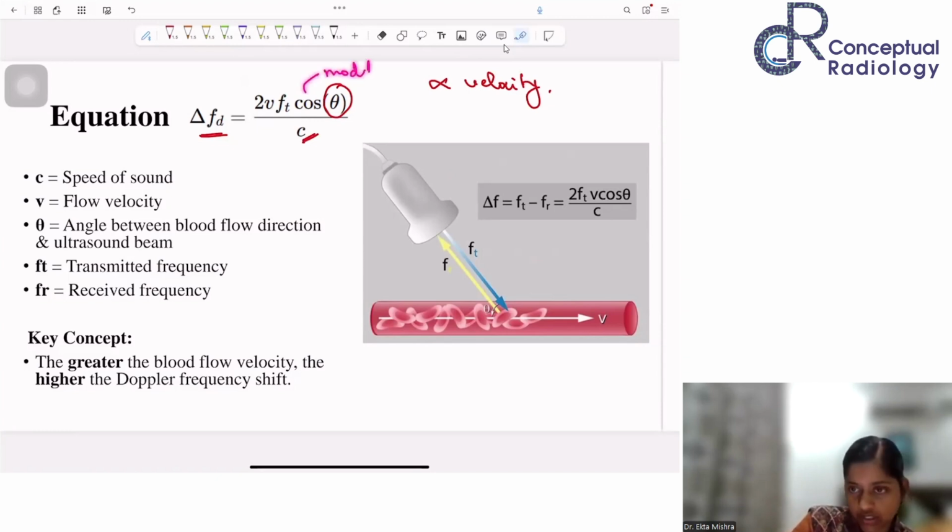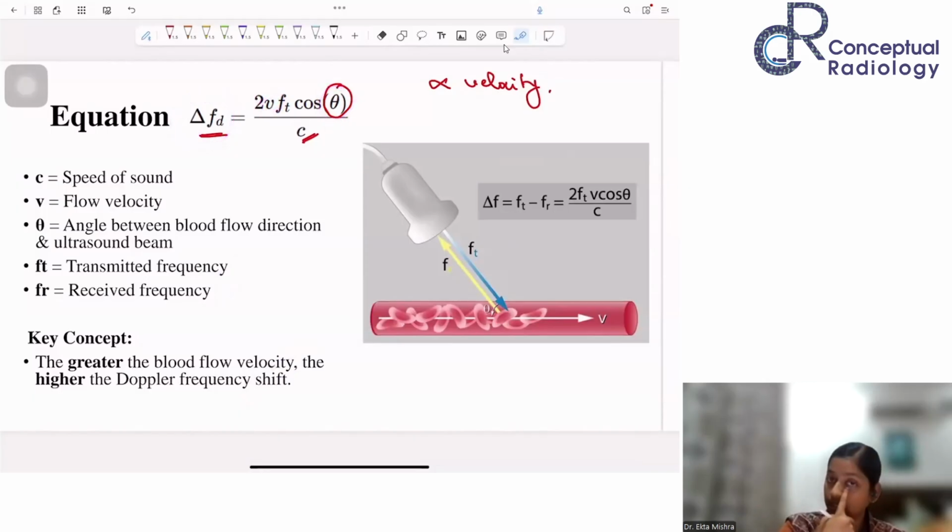You are going to change this angle. So depending on the modification, your velocity can be spuriously elevated or it can be decreased. It can be 0 also if your angle is 90. So this is one factor which you will be manipulating, right? Then the transmitted and received frequencies are the parameters that your machine is going to calculate. So the greater the blood flow velocity is, higher the Doppler frequency shift is, right? So we see the relation from here only, it's directly proportional.